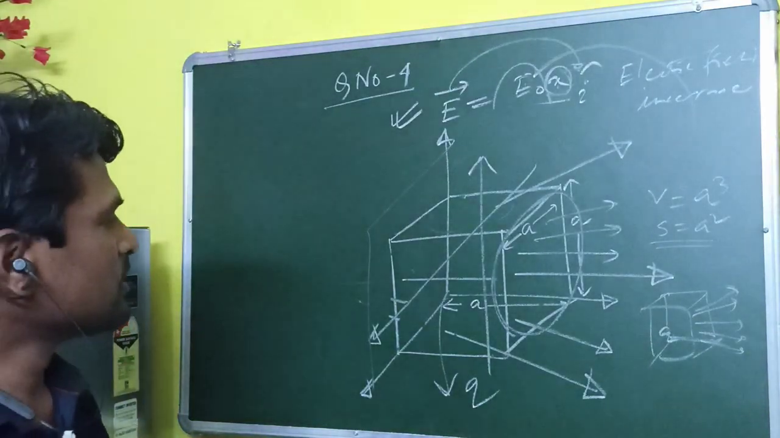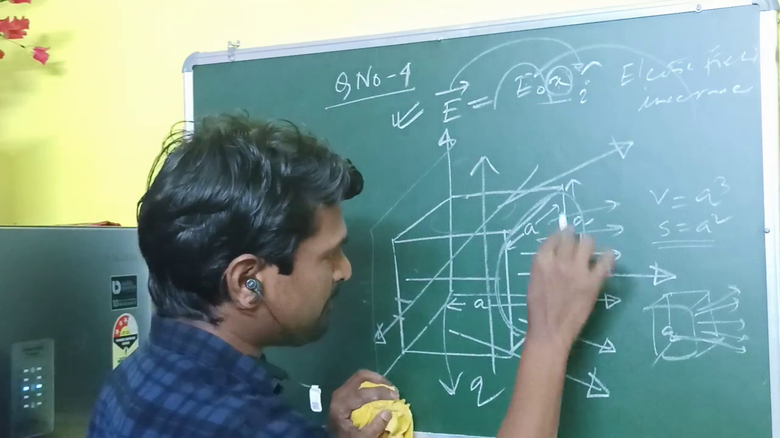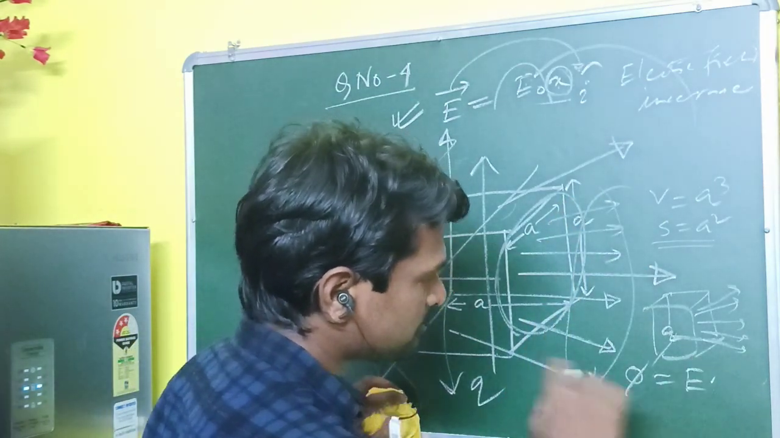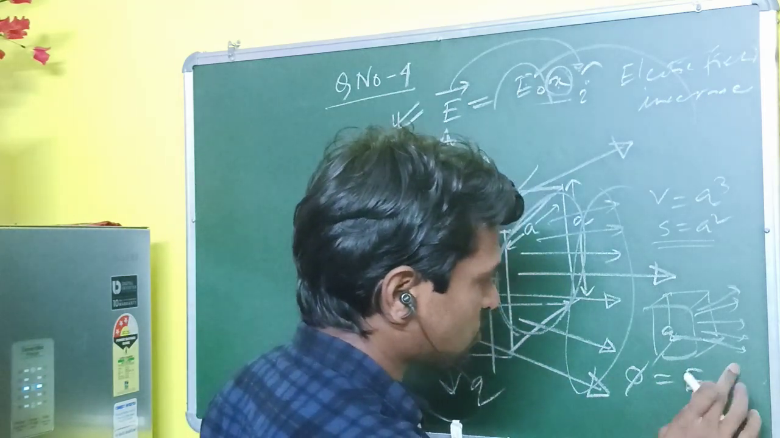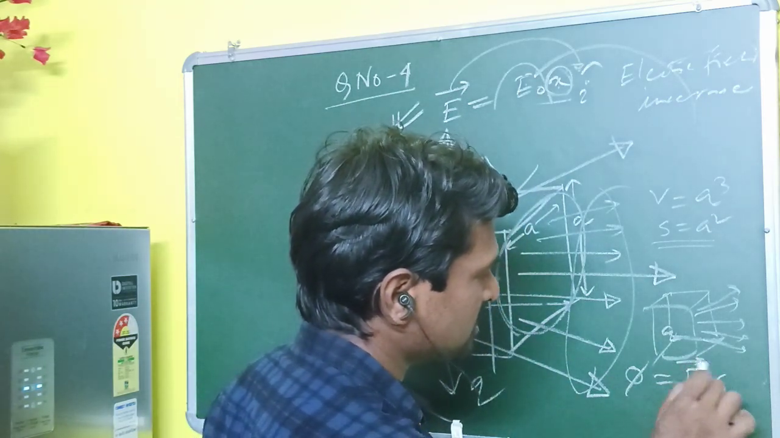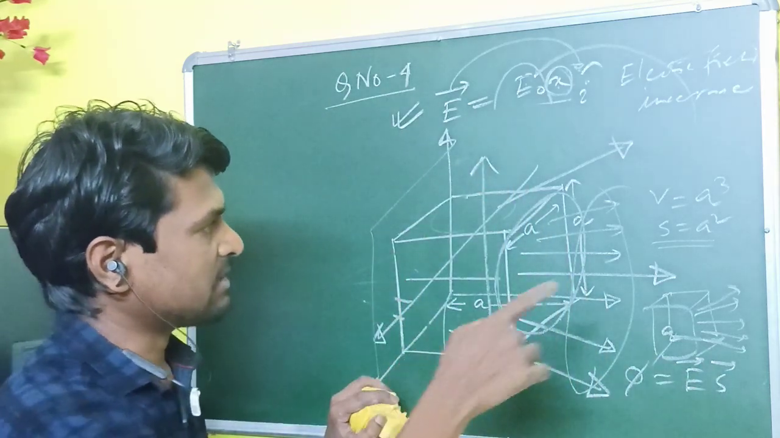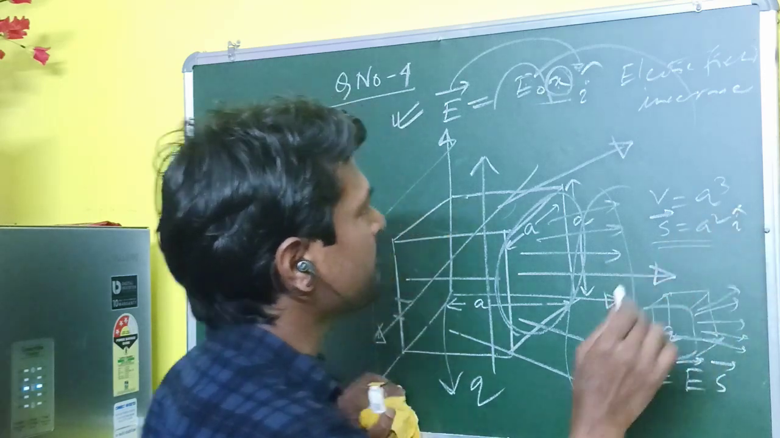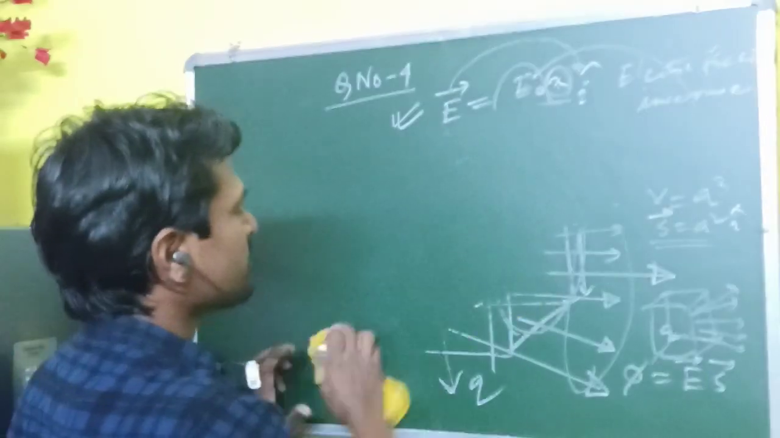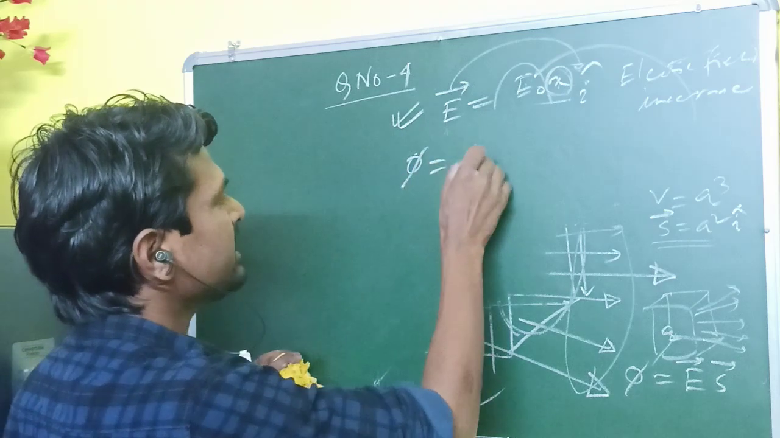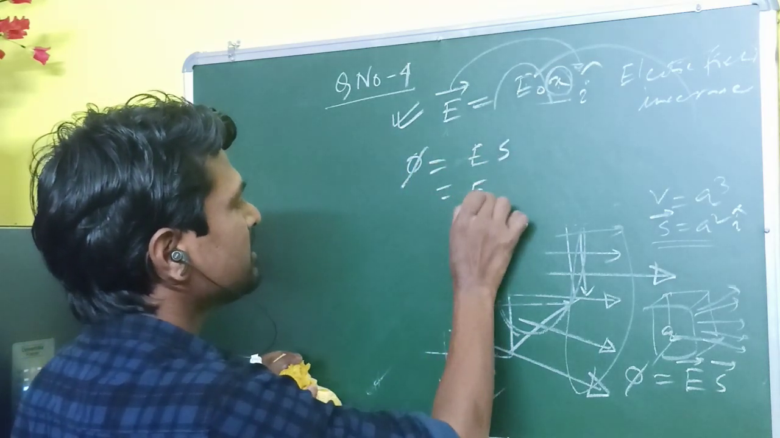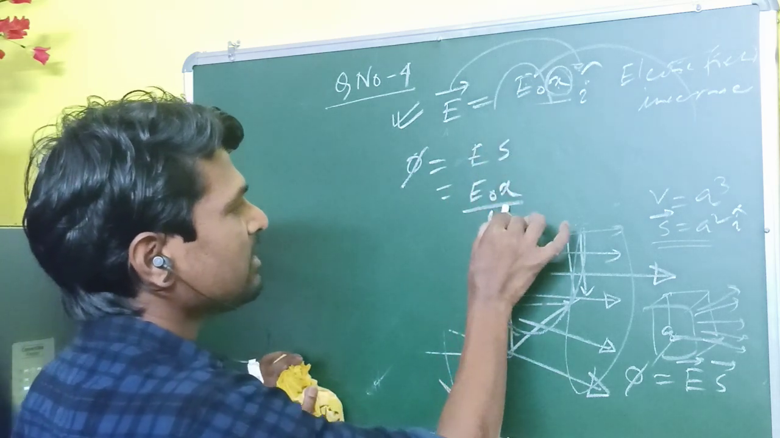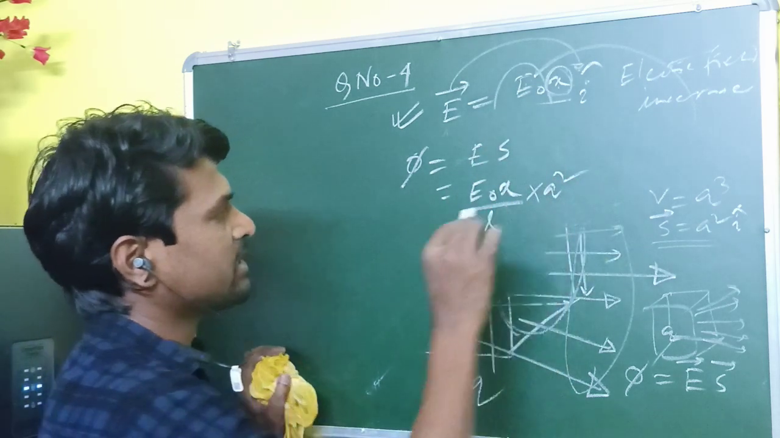So the flux equal to E dot S, or ES cos 0 degree, which is 1. The electric field is given, and the surface area is a square, so the surface vector is a square into i cap. So flux equal to ES, and E is E naught x by L, E naught x by L into a square, i cap dot i cap means 1.